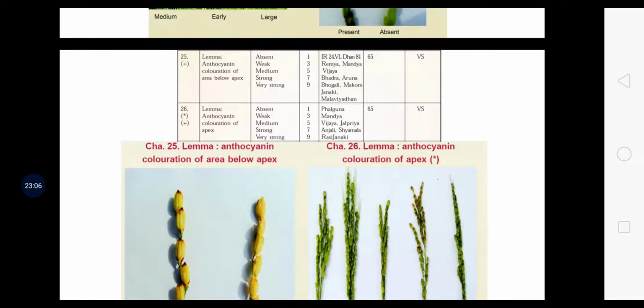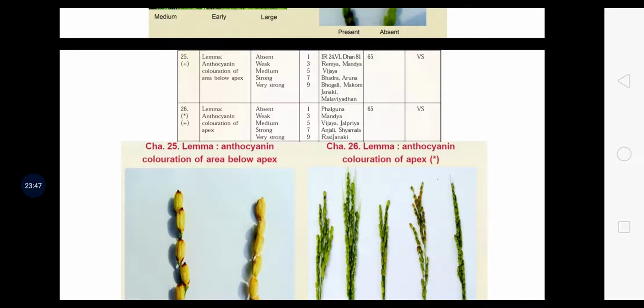25th characteristic is about lemma anthocyanin coloration of area below apex. The characteristic is divided into absent, weak, medium, strong and very strong, scored as 1 3 5 7 9. Example for absent kind of anthocyanin coloration on the apex or below the apex of a lemma: IR 24, VL Dhan 81, weak are Ramya and Mandya. Medium is Vijaya, strong is Bhadra and Aruna, very strong is Bhogali, Makom, Janaki and Malviya Dhan.